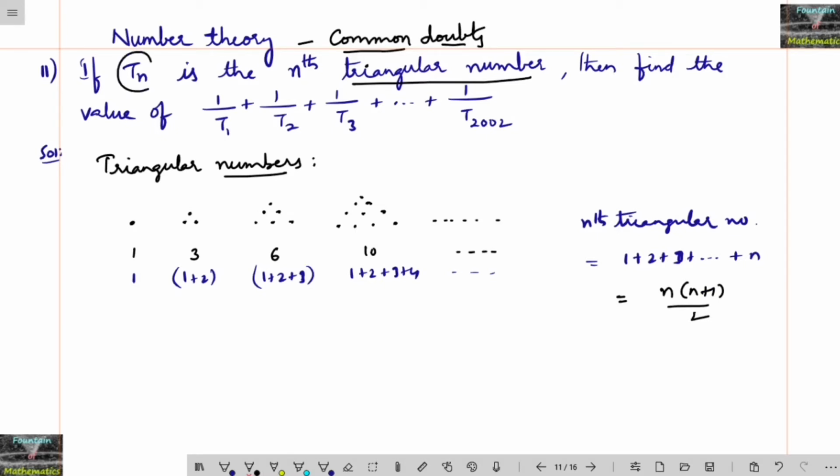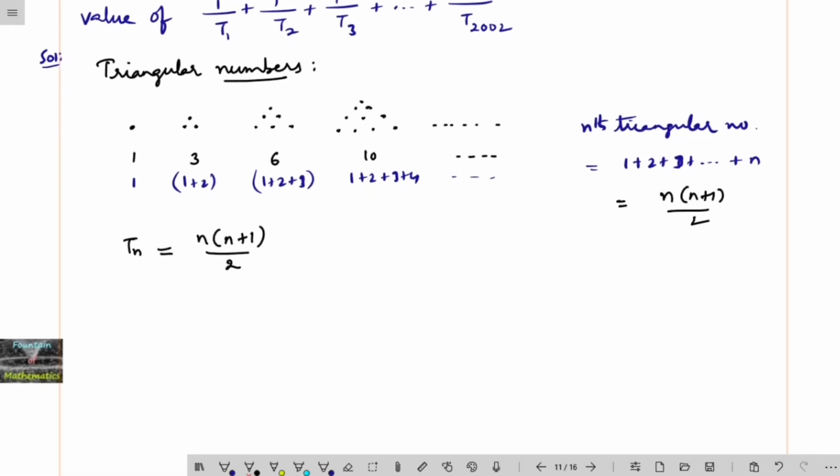Here it is given that Tn is the nth triangular number. So what is Tn now? Tn is nothing but n into n plus 1 by 2. Okay, n into n plus 1 by 2 is the number. And we need 1 upon T1 plus 1 upon T2, plus 1 upon T3 and so on up to 1 upon T2002.